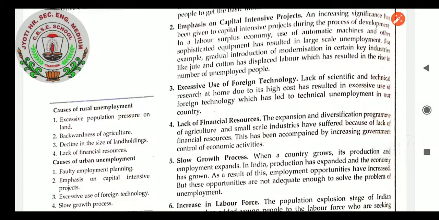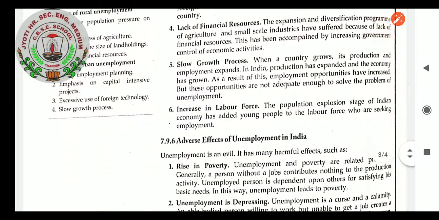Excessive use of foreign technology. Lack of scientific and technical research at home, due to its high cost, has resulted in excessive use of foreign technology, which has led to technical unemployment in our country. Lack of financial resources. The expansion and diversification programs of agriculture and small-scale industries have suffered because of lack of financial resources. This has been accompanied by increasing government control of economic activities.